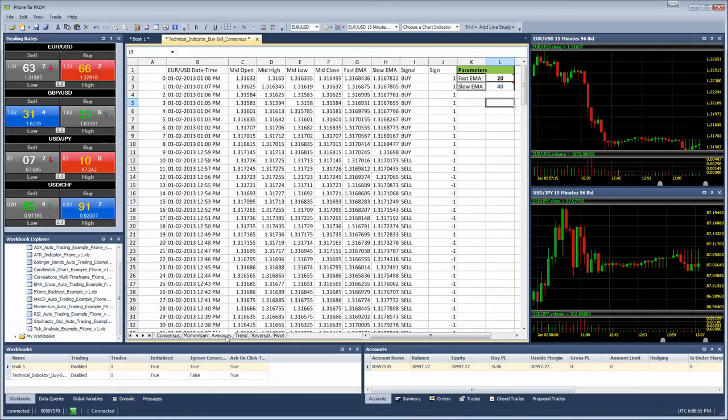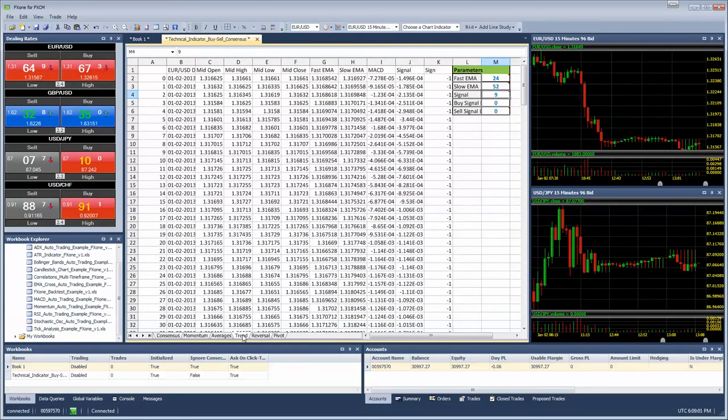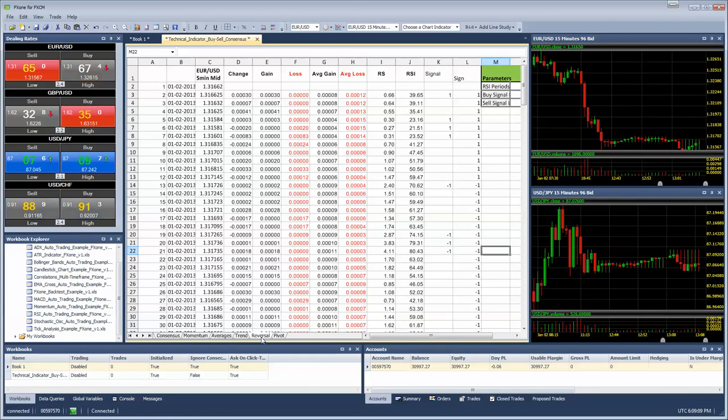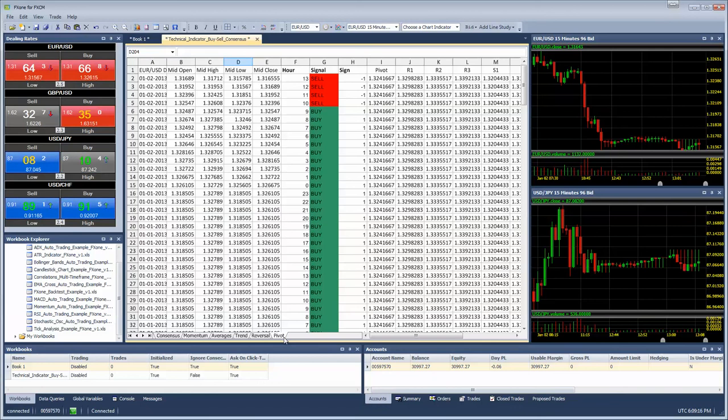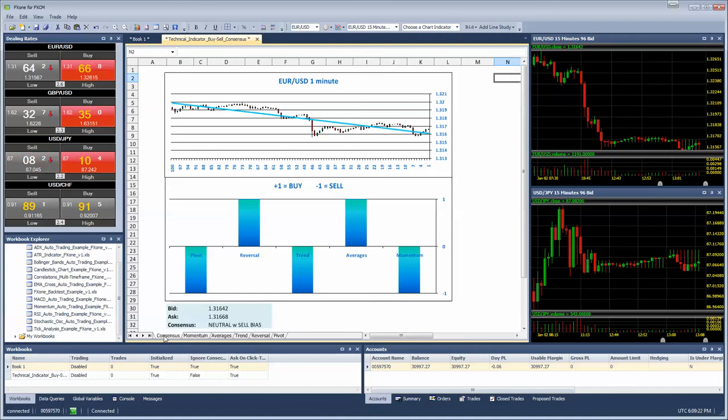We have our moving average crossover type indicator here on this sheet. We've got a trend indicator on this sheet, all similarly set up with parameters and creating signals that we can pull through to the consensus top sheet. We've got a reversal type indicator here using RSI as its foundation, and we've got a pivot-based indicator here for that particular aspect of the consensus indicator.